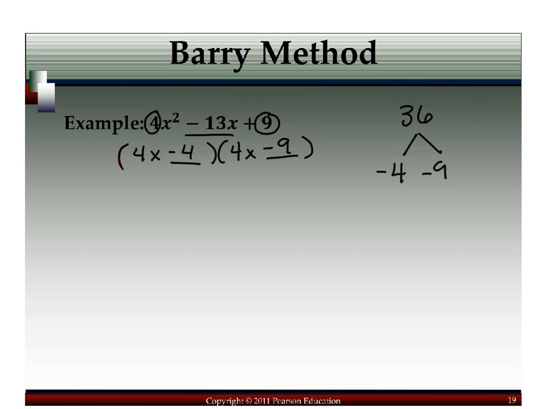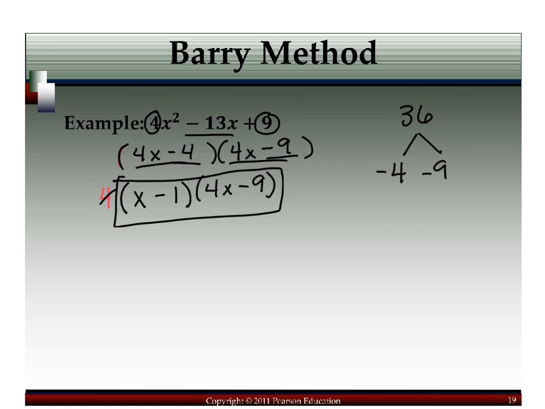And we're almost done. So this next step, what we do is factor out any greatest common factor in each set of our parentheses. The greatest common factor in our first set is 4. And there is nothing in our second set that will factor out. So we end up with, not 4, sorry, x minus 1 times 4x minus 9. Toss this, and this is our solution.